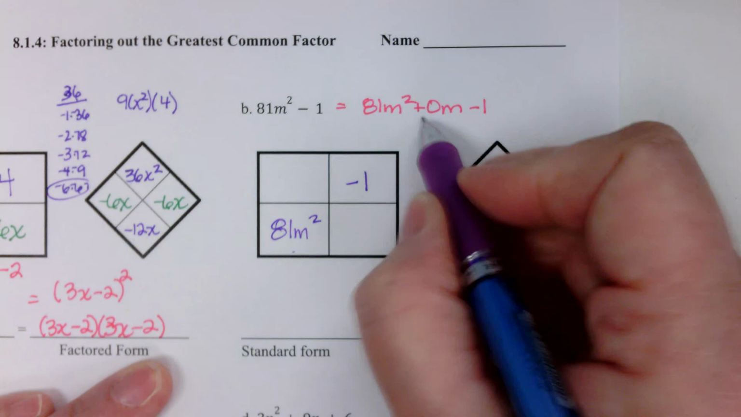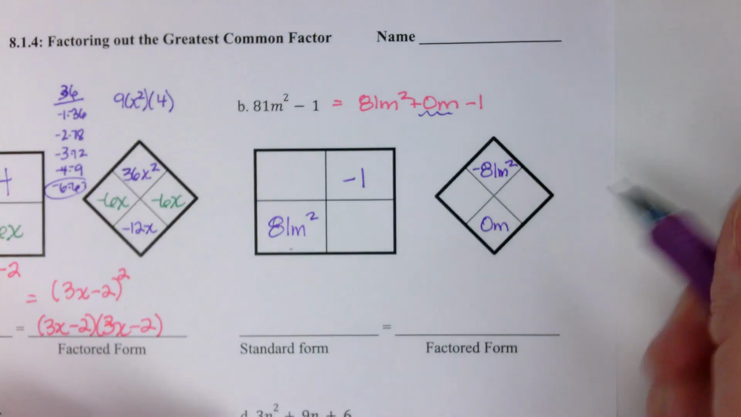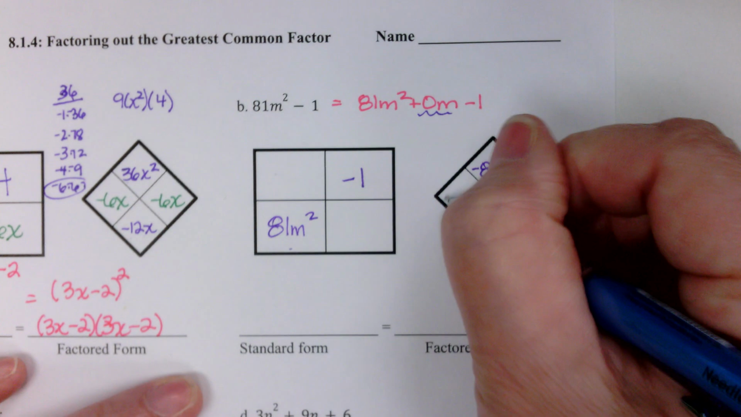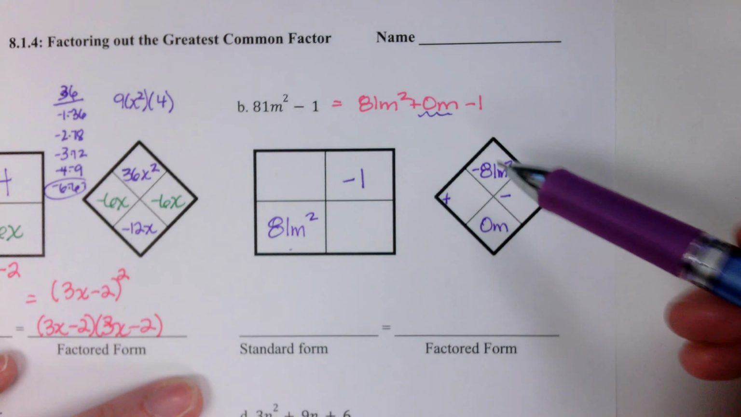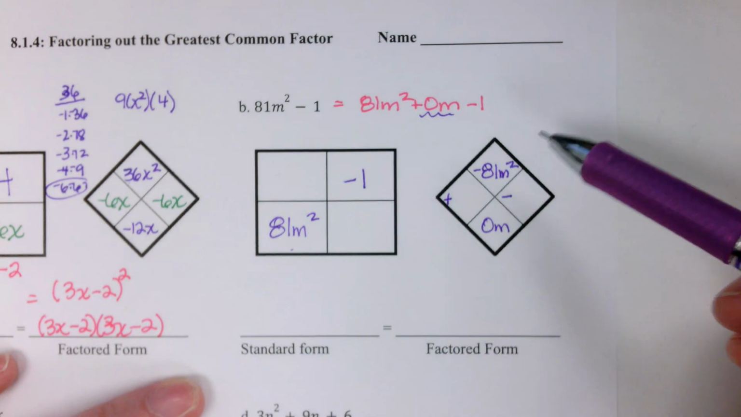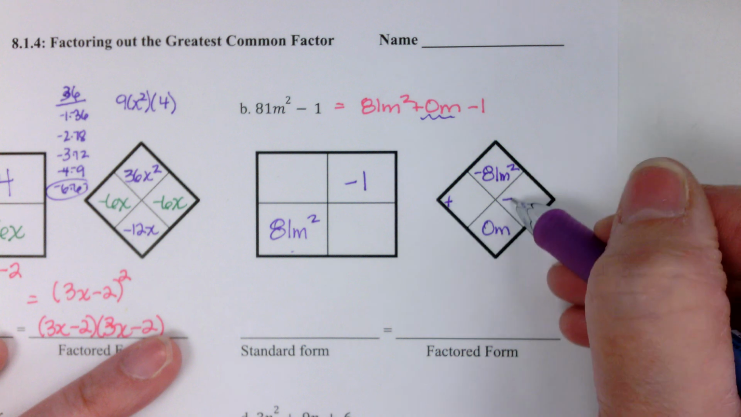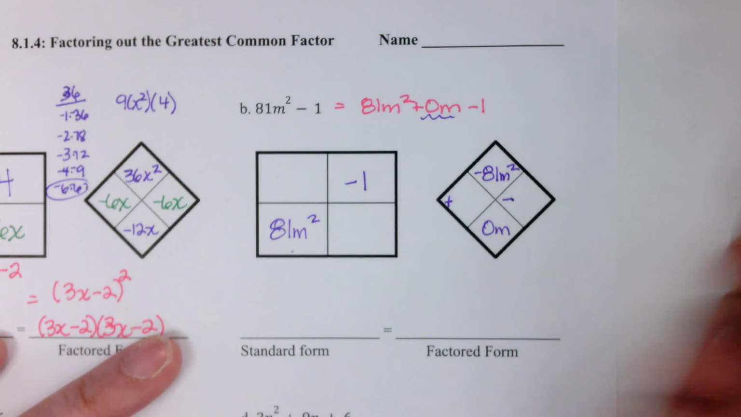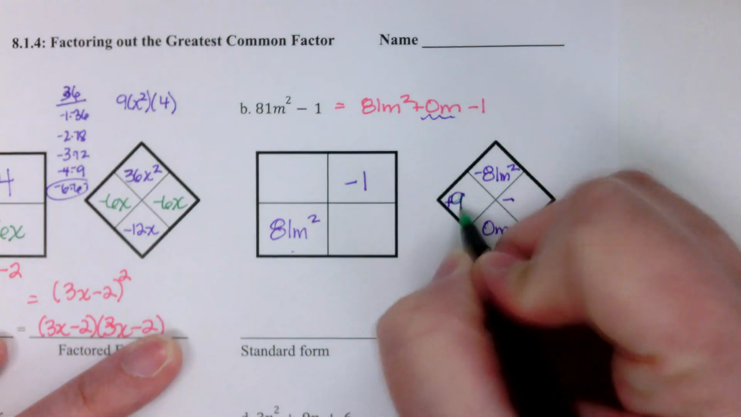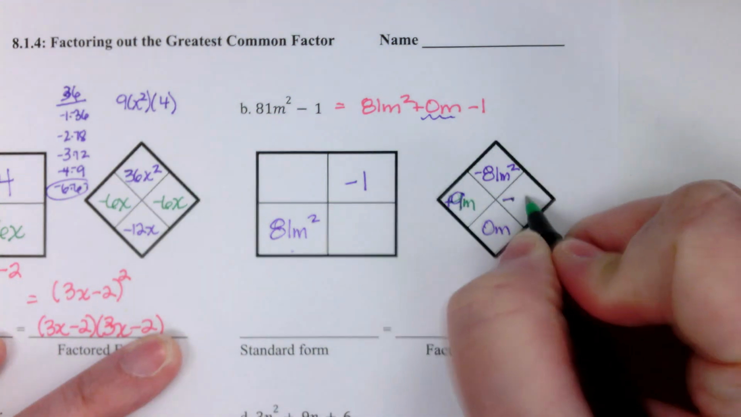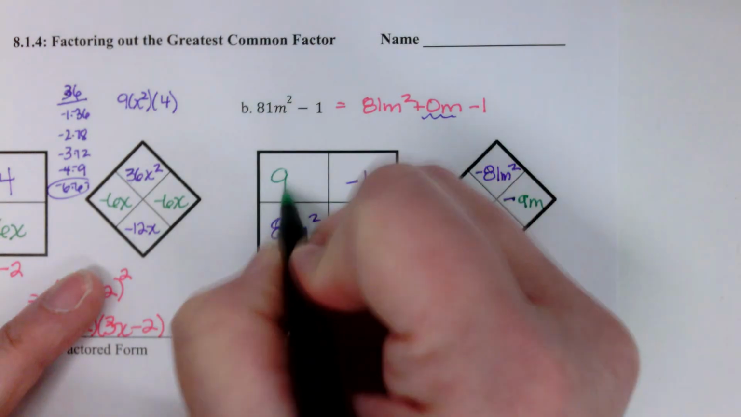But these have to add up to 0m. So that means that I'm going to have a positive and a negative, but otherwise these numbers would be the same. So technically they're opposites. So positive 9 times negative 9 gives me a negative 81. So this will be positive 9m, negative 9m. And those also go back in the box.